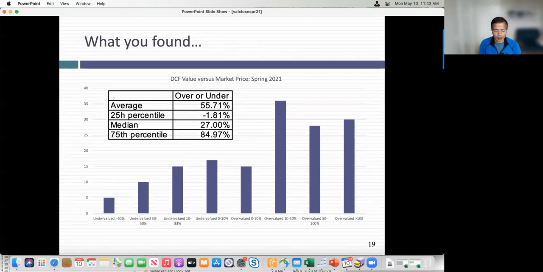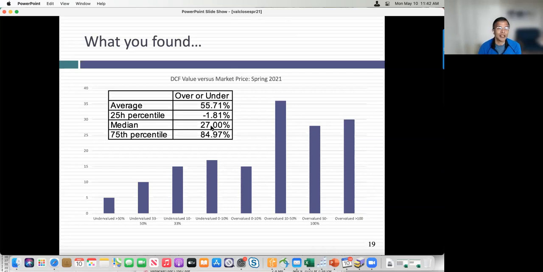So let's start with what you found. If you look across your companies, your median company was overvalued by about 27%. Let me repeat that again. Median company in a DCF value was overvalued by about 27%. The average was much higher, 56%. Why? Because there were a lot of outliers. Some companies valued 200, 250, 300%.